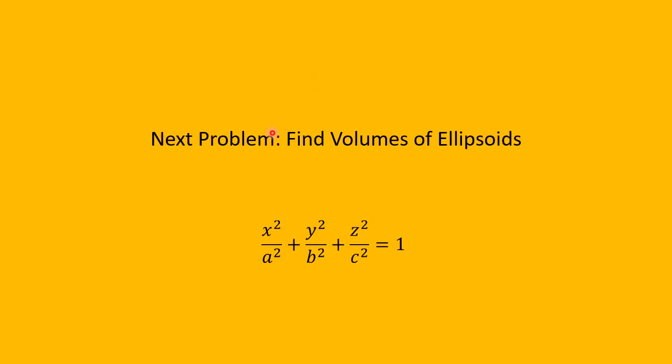This video concerns volumes of ellipsoids. We will use calculus techniques to find the volume inside an ellipsoid. We will see later that the equations of ellipsoids are given by equations like this: x squared over a squared plus y squared over b squared plus z squared over c squared equals 1.